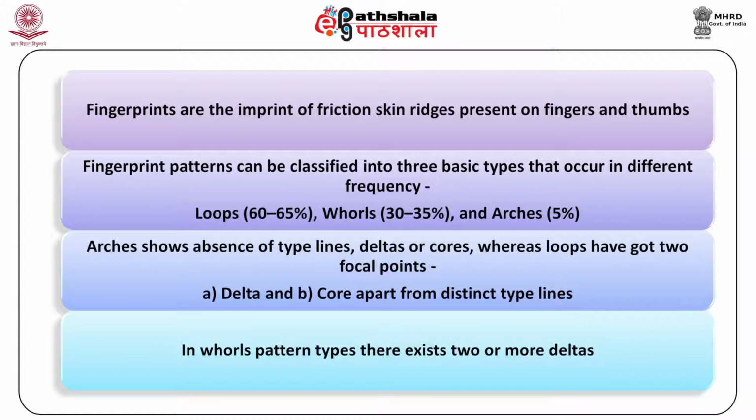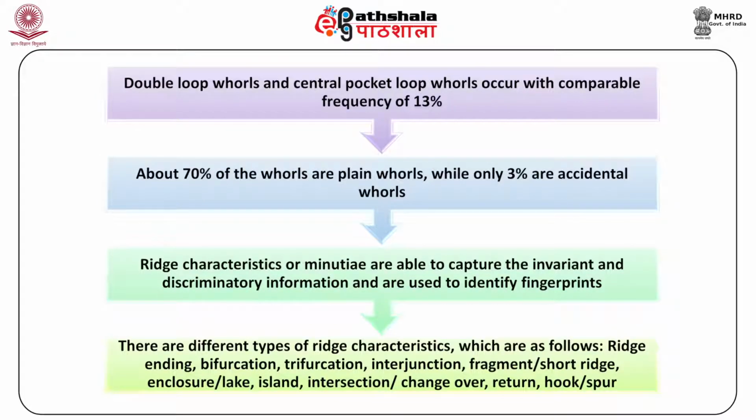Then in this chapter we have learned that in whorl pattern types there exist two or more deltas. We have come to know that double loop whorls and central pocket loop whorls occur with comparable frequency of 13%, and about 70% of the whorls are plain whorls, while only 3% are accidental whorls. Apart from that, we have learned that ridge characteristics or minutiae are able to capture the invariant and discriminatory information and are used to identify fingerprints. And we have also learned that there are different types of ridge characteristics, which are ridge endings, bifurcation, trifurcation, interjunction, fragments, enclosure, island, intersection, returns and hook.